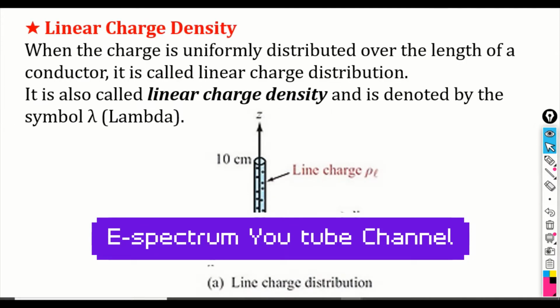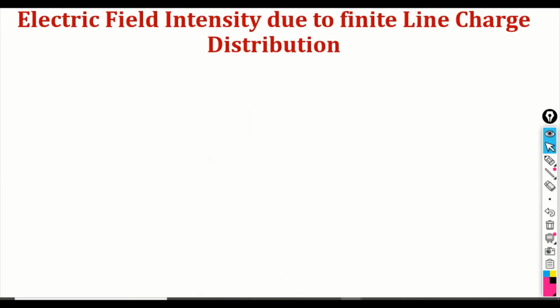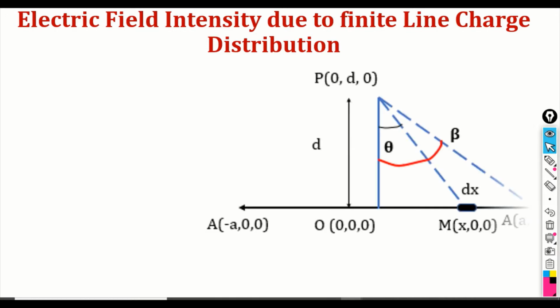If you remember, the line charge density or distribution is called a uniform line charge distribution when the charges are uniformly distributed over the length of the conductor. Now here we have shown a line charge distribution which is lying along the z-axis. Let us derive the expression for electric field intensity due to the finite line charge distribution. The line charge is finite. It is indicating that the length of the line charge distribution is limited.